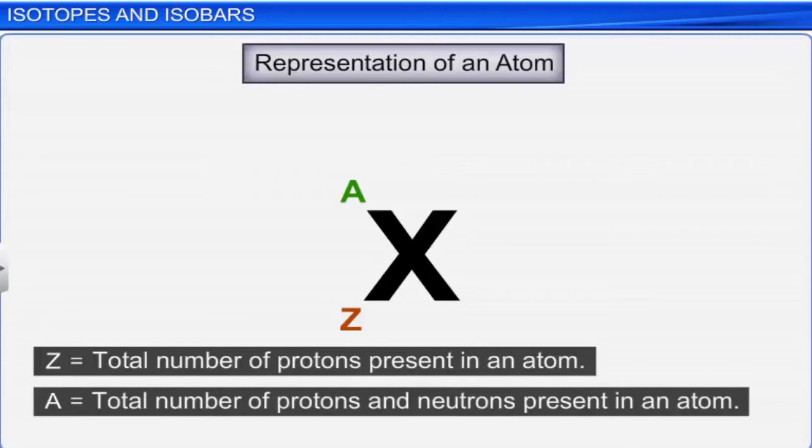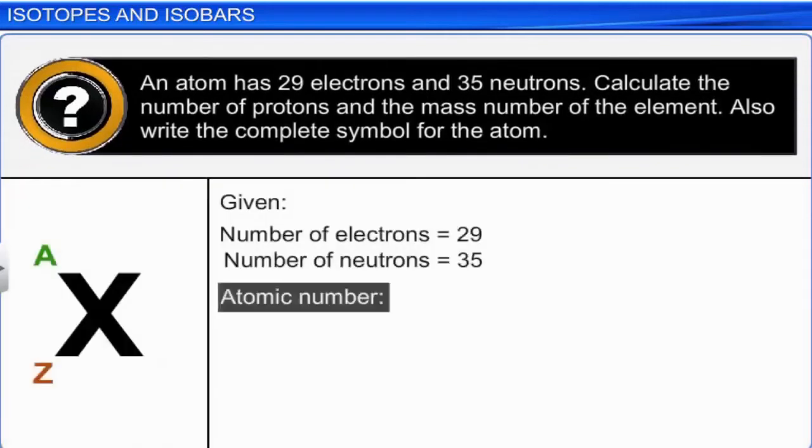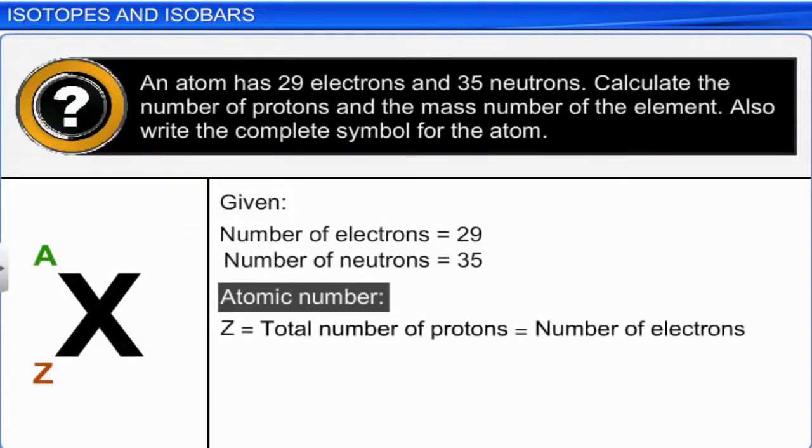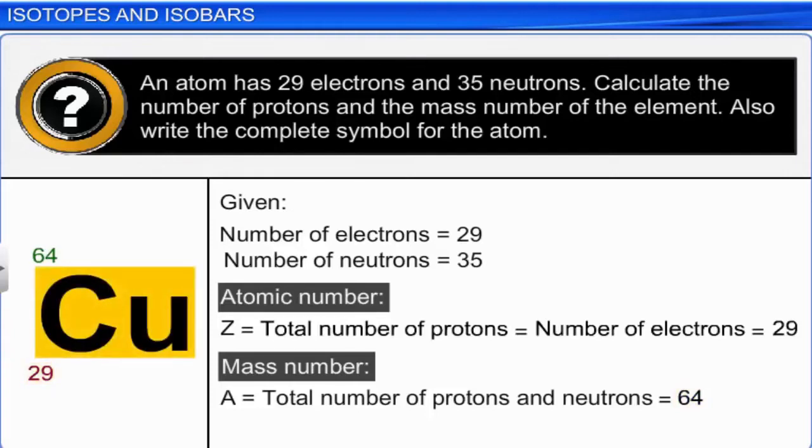Let us work on a simple problem before proceeding further. An atom has 29 electrons and 35 neutrons. Calculate the number of protons and the mass number of the element. Also write the complete symbol for the atom. Since atomic number Z is equal to number of protons, which is also equal to the number of electrons in the atom, we can say that the number of protons is 29. We know that mass number A is equal to the sum of the numbers of protons and neutrons. Hence, the mass number of the given element is equal to 29 plus 35, which is equal to 64. Since the atomic number of the element is 29, the atom is copper. The complete symbol for the atom may be represented as shown here.